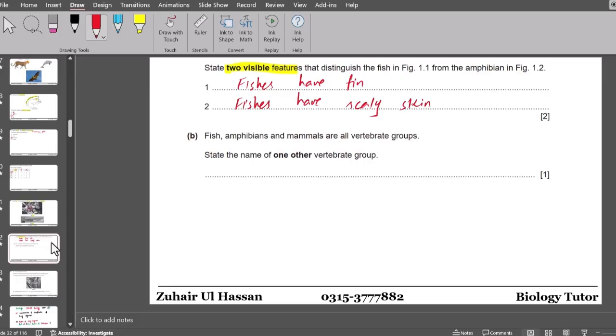Fishes, amphibians, mammals are all vertebrate groups. State the name of one other vertebrate group. Reptiles or birds, because these are the only 5 groups of the vertebrates. You can write either one of these because it is a 1 mark question.